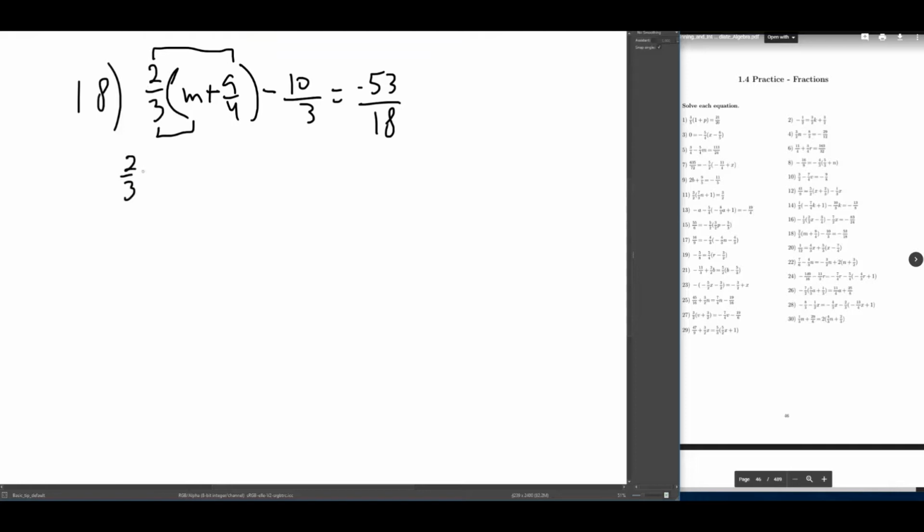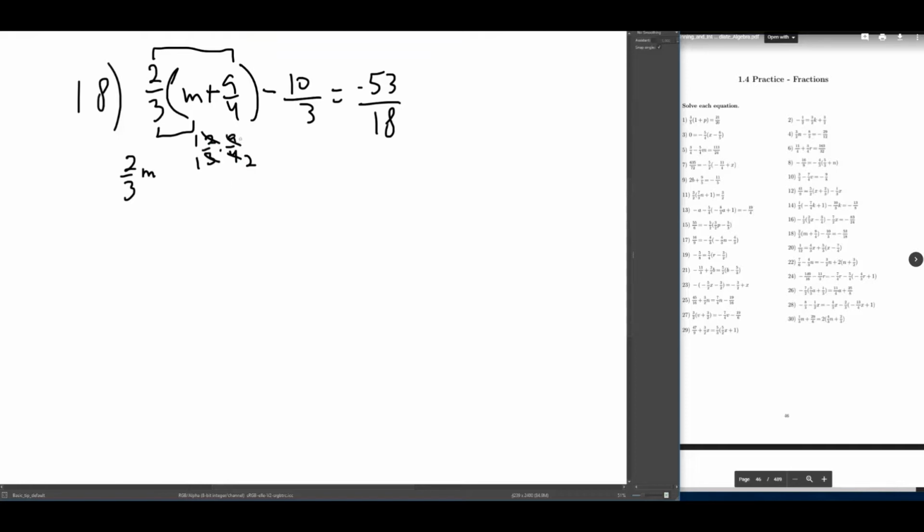All right, so we're going to get rid of those brackets. Boom. Multiply by this and multiply by this. So 2 over 3 times m equals 2 over 3 times m. Always remember, when you multiply a variable by a number, you don't have to put a multiplication sign, you just have to put the letter next to it. 2 over 3 times 9 over 4.